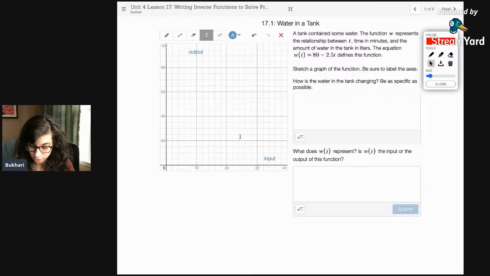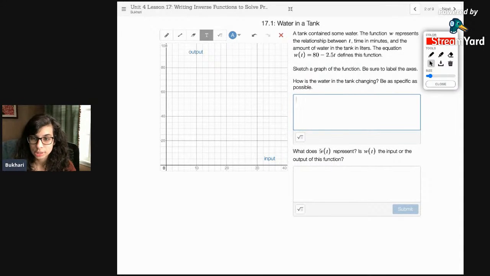Where does my initial value start? How should I be drawing my line? And then describe what it means in your context. How is the water tank changing? Make sure you're being very specific. This goes back to lesson 1.